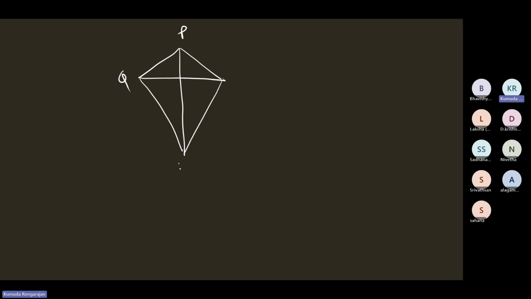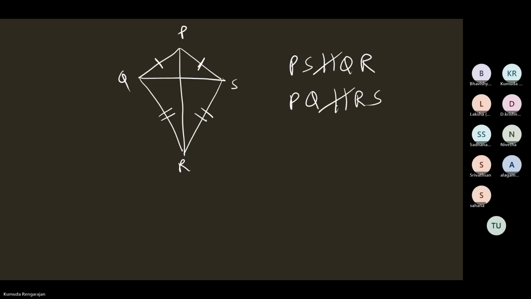Now, PQRS is a kite because PQ is equal to PS and QR is equal to SR. So PQRS is a kite. Opposite sides are not parallel in a kite. That is PS and QR. Opposite sides PS and QR are not parallel. The opposite sides PQ and RS are also not parallel. So a quadrilateral in which no pair of opposite sides is parallel is a kite.